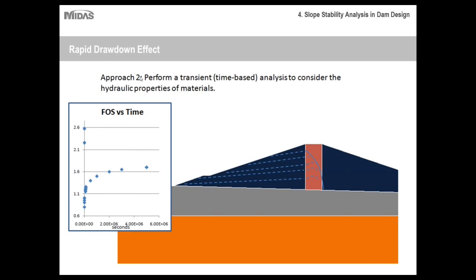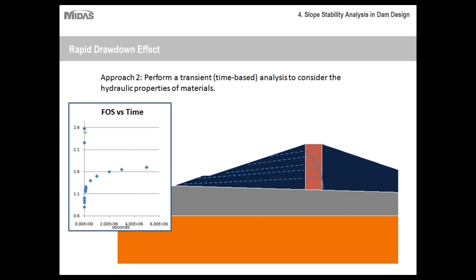So here we have approach 2, which is a transient or time-based analysis to consider the hydraulic properties of the materials. As you can see, instead of just taking a before and after, using your numerical modeling program you'd be able to create a series of analyses over a period of time, and you'd analyze how the slope stability would be affected as the water level changes very gradually. Here is a series of piezometric lines, a very simplified picture though.